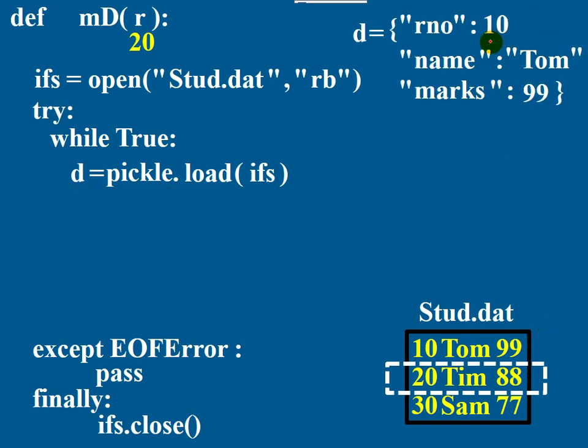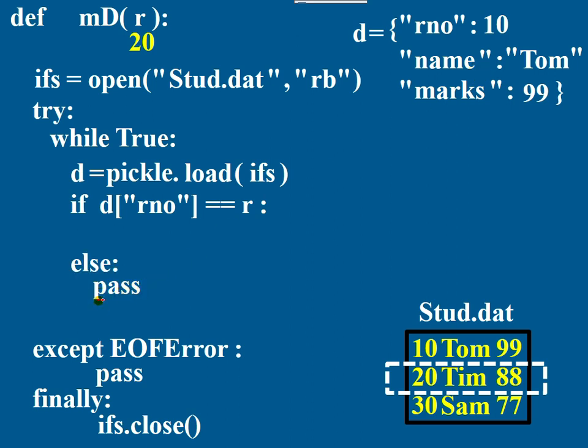Now if the roll number present here is equal to 20, meaning this is the record to be modified. So how do you get the roll number present in a dictionary? You can write d within square brackets, the corresponding key. So d of roll number will give you the corresponding value, which is 10. So 10 equal to 20, condition wrong. So this is not the record to be modified.